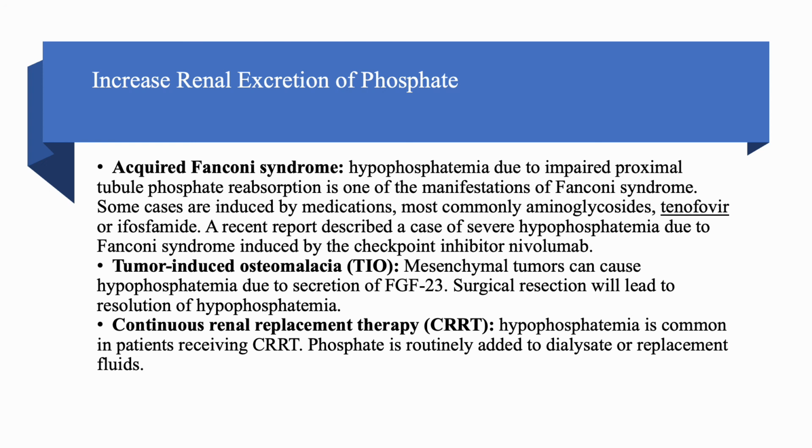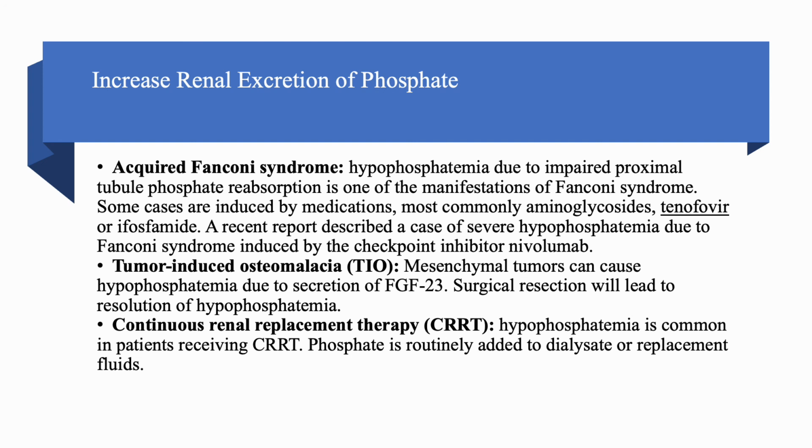Now, next, this is a very interesting diagnosis. I haven't seen a case yet. It's tumor-induced osteomalacia. You have mesenchymal tumors causing hypophosphatemia due to actual secretion of FGF23. So the tumors will produce FGF23. You order an assay, it's high. If you resect the tumor, the hypophosphatemia is gone. So keep that in mind. If you make that diagnosis, you'll be considered a genius.